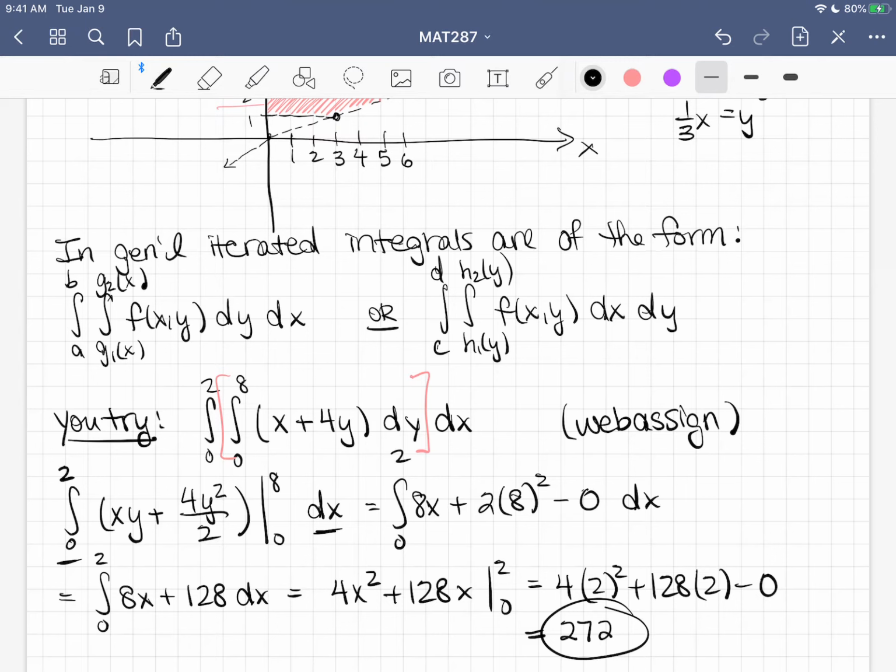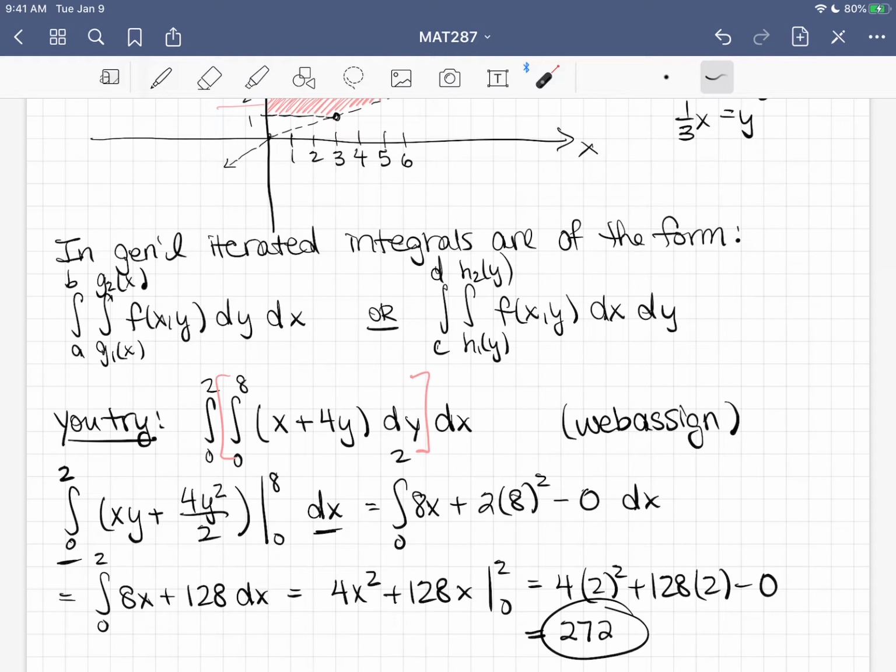All right, so in the last video, I asked you to try this integration problem. Here I have it worked out for you. When you first integrate, you're looking at the inside integral here and integrating with respect to y. So I got xy plus 4y squared divided by 2, and I'm going to evaluate from 0 to 8. Notice I still have my outer integration symbol and my dx here, because I haven't integrated yet.